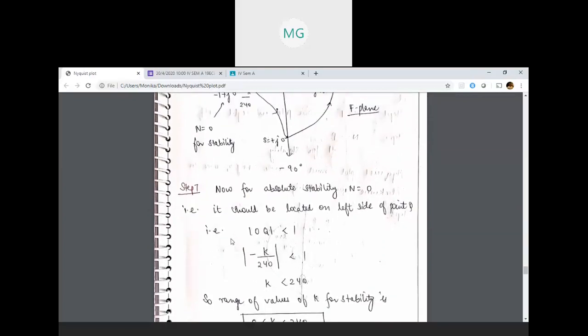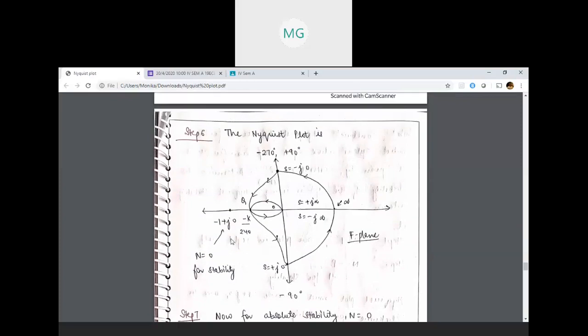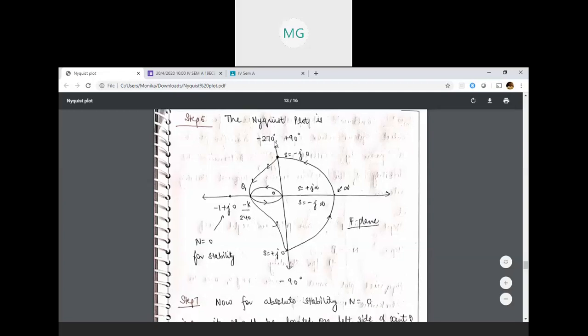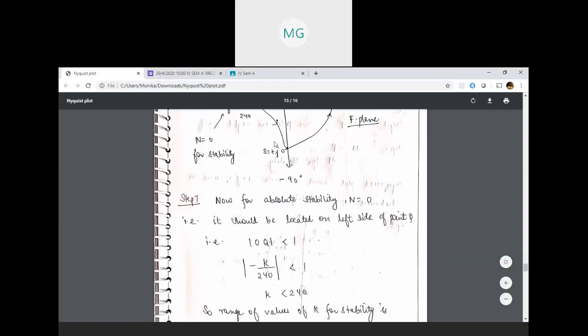Otherwise, from the plot, you can see if N is equal to minus P, how many times this Nyquist plot is encircling this point. It should satisfy N is equal to minus P. If it is satisfying, the system is stable. Otherwise, it is unstable. But for this particular question, you have to find the value of k.